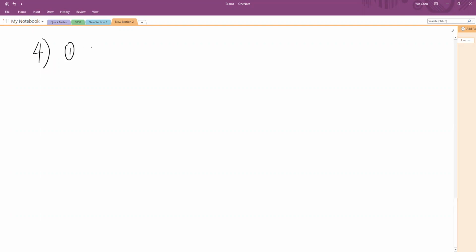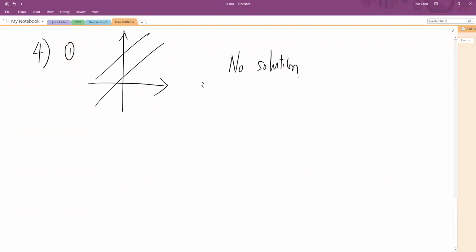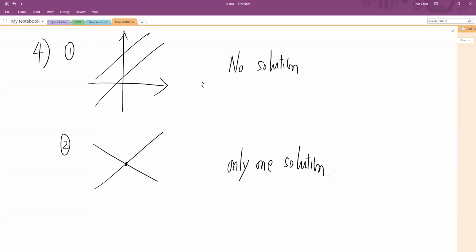The first case is you have 2 parallel lines. 2 lines, 2 equations, each equation represents a line, okay, a straight line. If 2 lines are parallel, that means there is no solution, right? No solution. If 2 lines intersect at one point, there's only one solution. The answer says, okay, independent solution. Yeah, it's the same thing. There is only one solution.